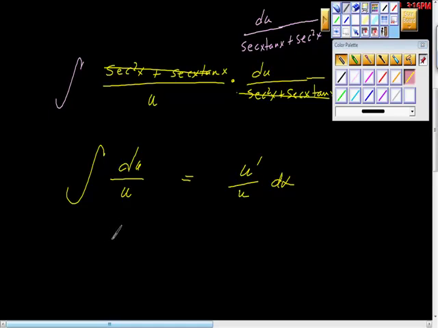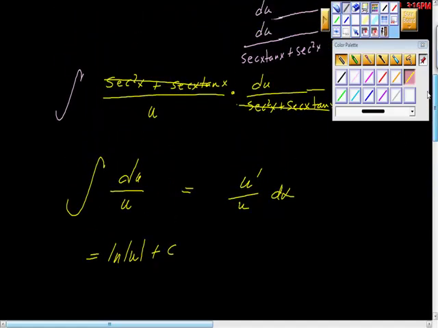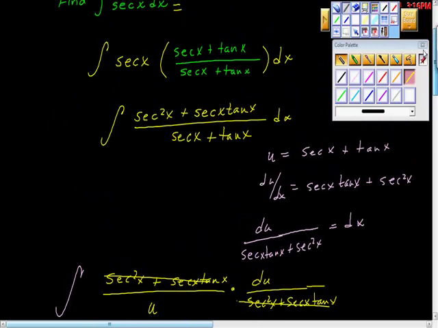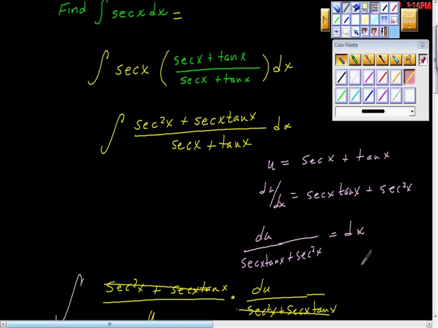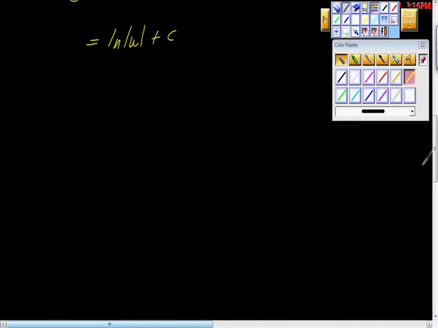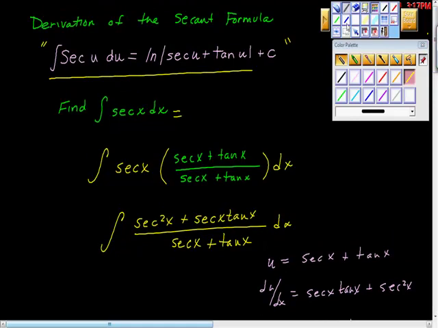So now what do we have? We have ln of u plus c, and what is u? It's ln of secant x plus tan x plus c. And that's what we were trying to prove the whole while, wasn't it? We go all the way back up to here. So there's our proof. It wasn't pretty, unpretty at all, but that was our proof.